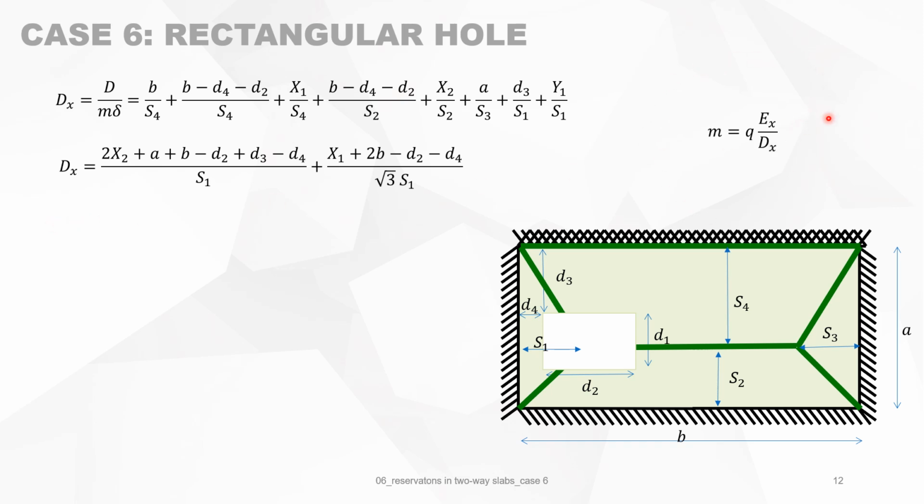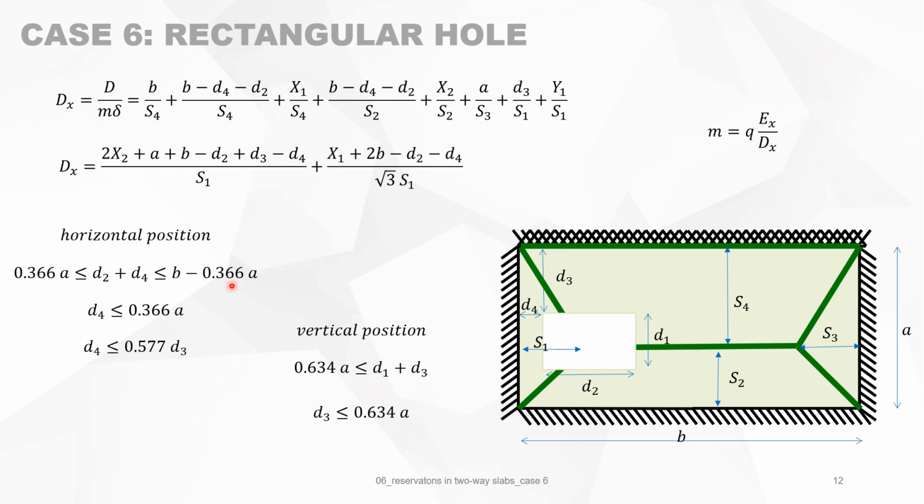We know from the previous slides that m is equal to q times Ex divided by Dx. And when doing so, we must take care of those different conditions. You have a horizontal position of the reservation and a vertical position of the reservation.